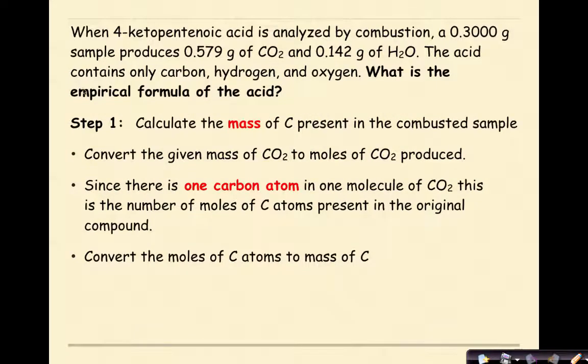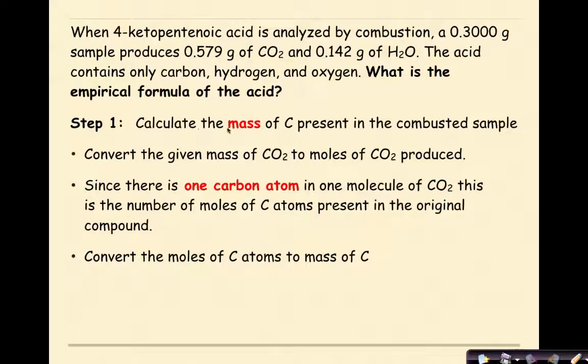So let's look at an example of how to walk through combustion analysis. When 4-ketopentanoic acid is analyzed by combustion, a 0.3 gram sample produces 0.579 grams of carbon dioxide and 0.142 grams of water. The acid contains only carbon, hydrogen, and oxygen. What is the empirical formula of the acid?